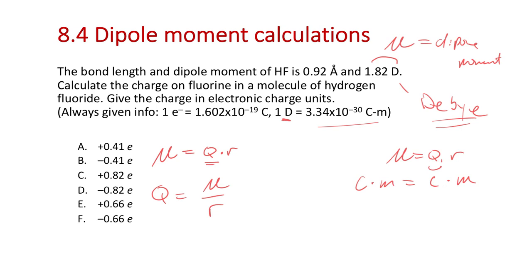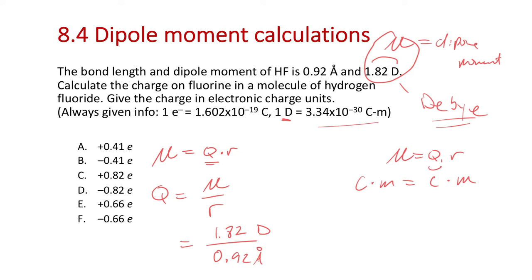And so when we go to plug in our dipole moment, this is our dipole moment here. So we go 1.82 debye, then we divide by 0.92 angstrom. The first thing I think we should recognize is that these units don't necessarily cancel each other out, so we need to do some conversions to see how the units cancel.